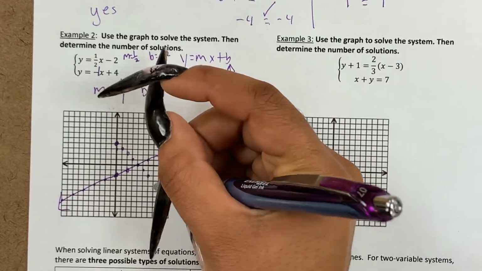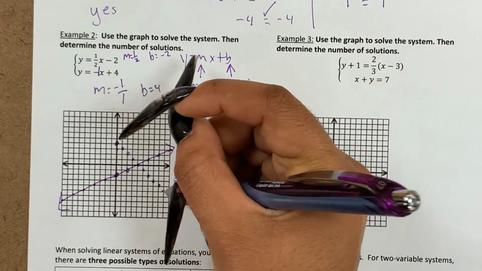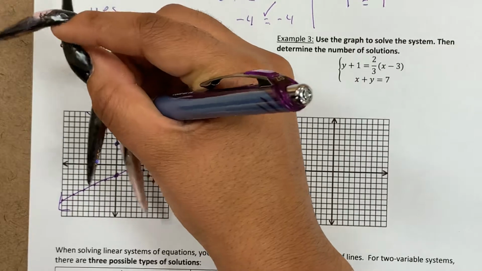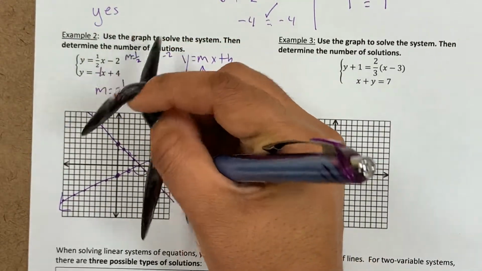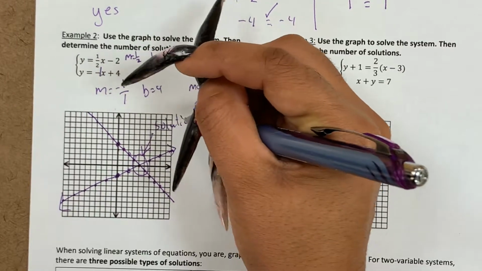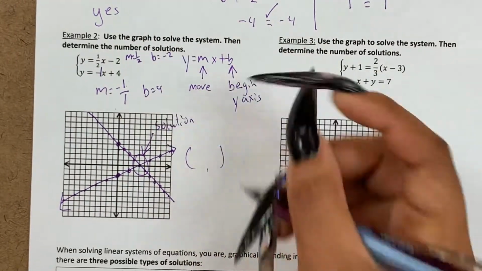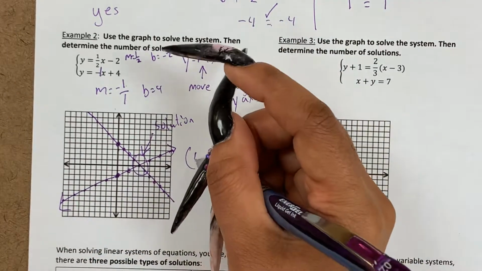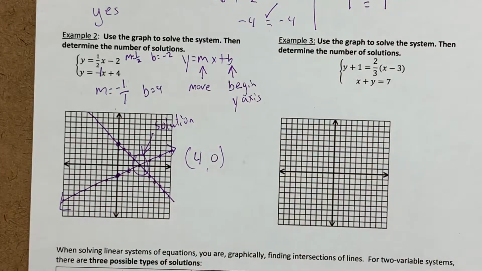So you see where they intersect. That is the solution. So right there, that is the solution. So we have to find that ordered pair. 4, 0 is a solution.